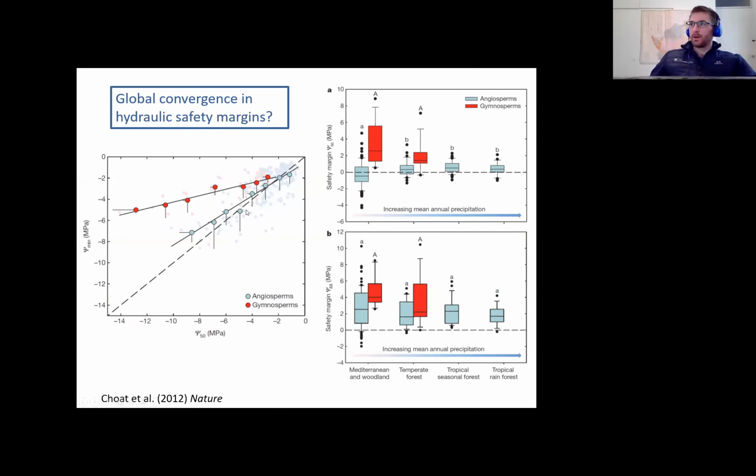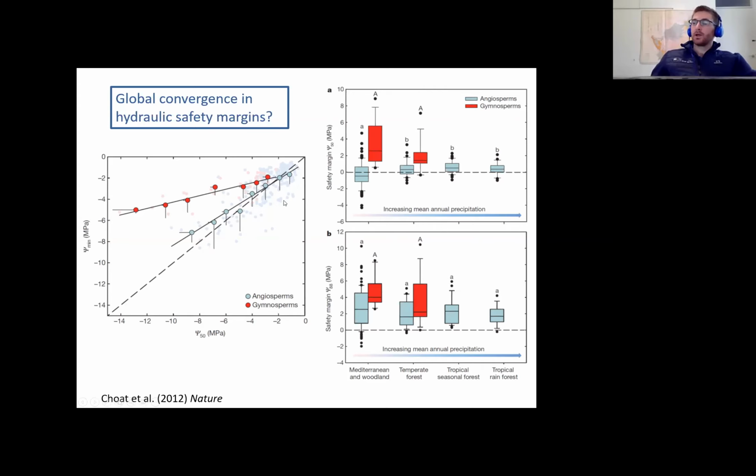One of the major conceptual advances was done by Brendan Choat and a host of other authors, where they compared minimum water potential. So this is the seasonal minimum water potential. So during the driest part of the year, what water potential do plants typically get down to? The larger the number, or the lower the number, the more negative the number, the greater the tension and the more stress the plant is under.